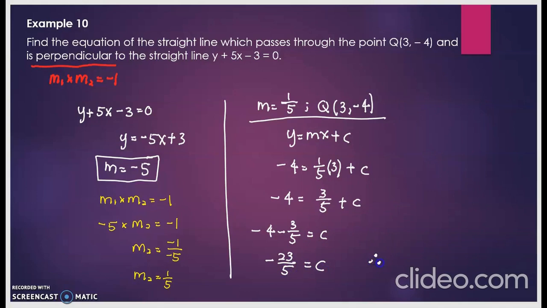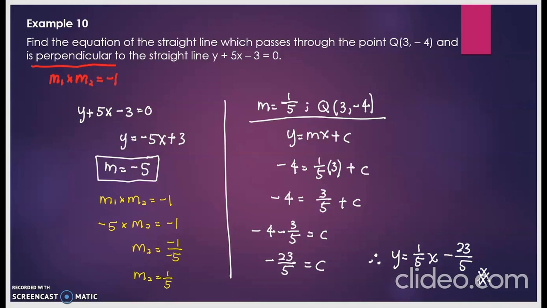Therefore, the equation of the straight line will be y is equal to mx plus c, where m is 1 over 5 and c is negative 23 over 5. So here is the equation of the straight line.